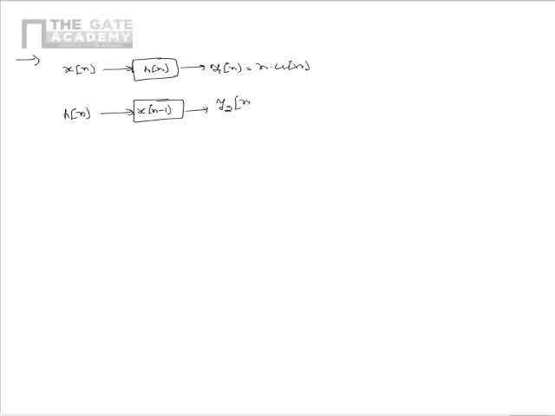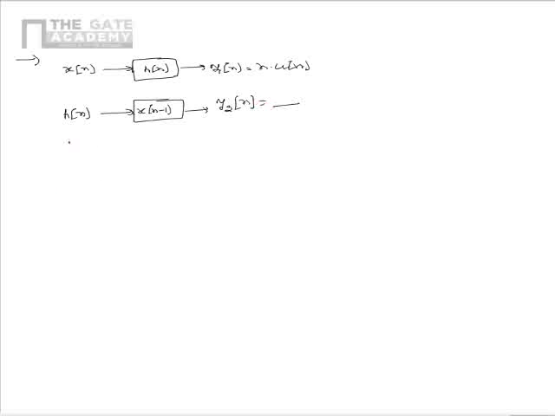Now let us consider another problem in which there is an LTI system of impulse response h(n), to which there is an input x(n) given. It's given that the output of the LTI system is y(n) = n u(n). Now there is another LTI system of impulse response x(n-1), which is given an input of h(n). We have to find the output of this LTI system, that is y2(n).